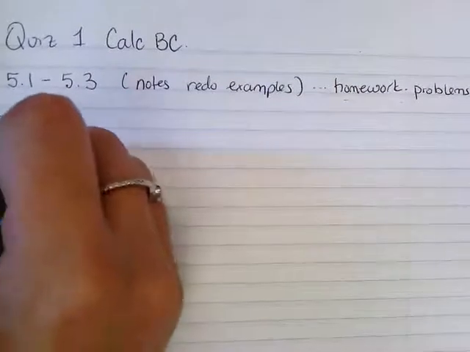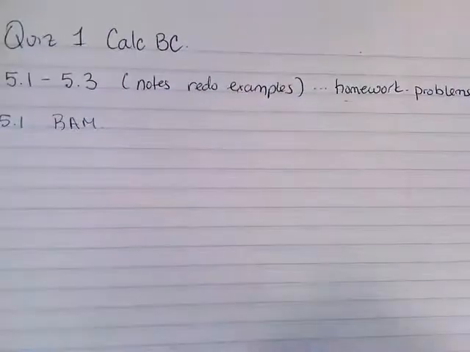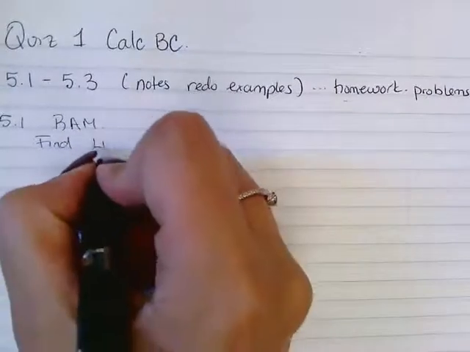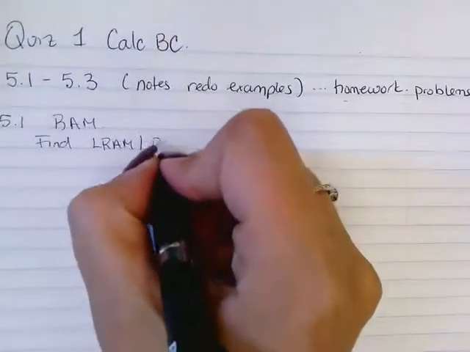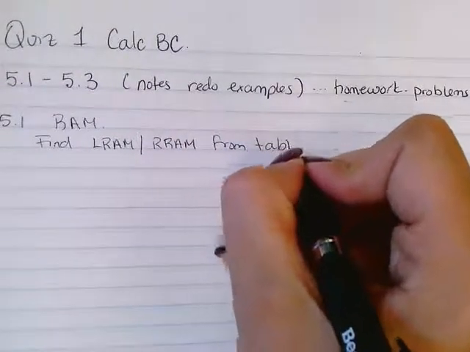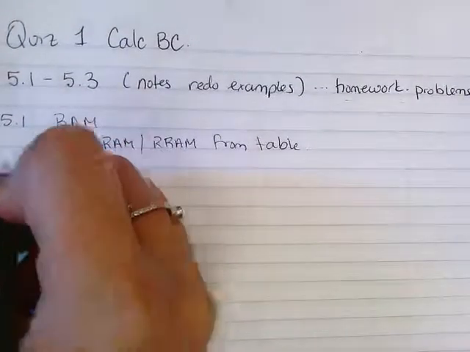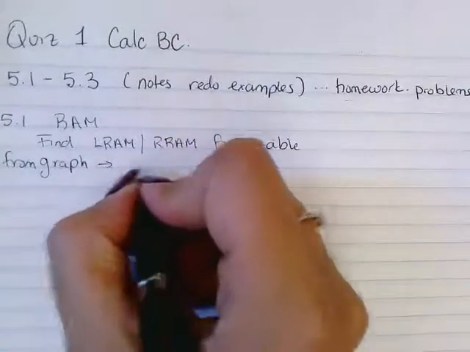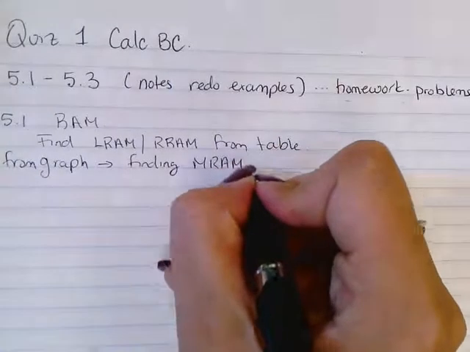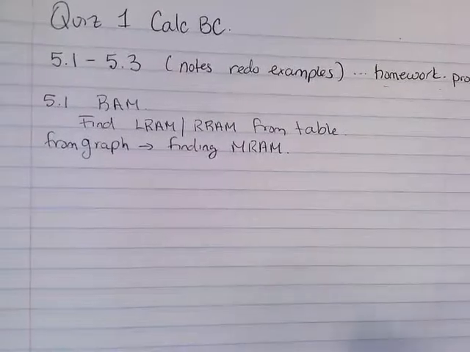Alright, so really quick, section 5.1 was all about the rectangular approximation method. And just make sure that you know how to find the LRAM, RRAM from a table. Okay, and if you were given a graph, so from a graph, finding the MRAM. Okay, that's basically all from section 5.1.